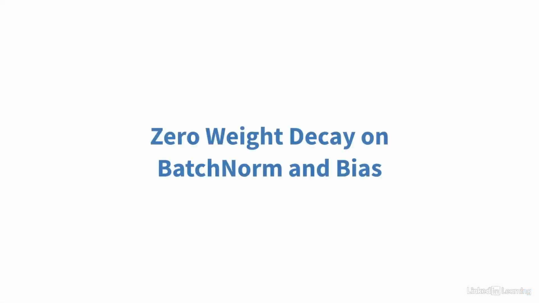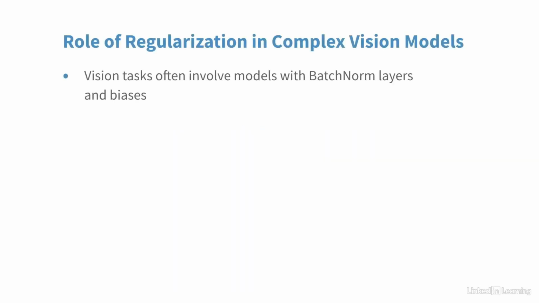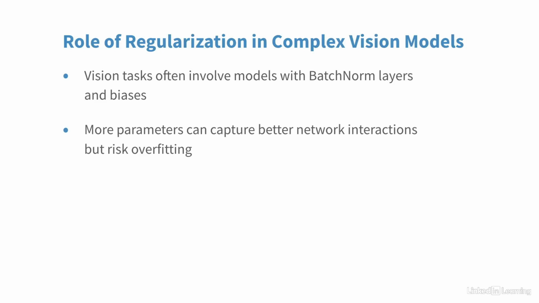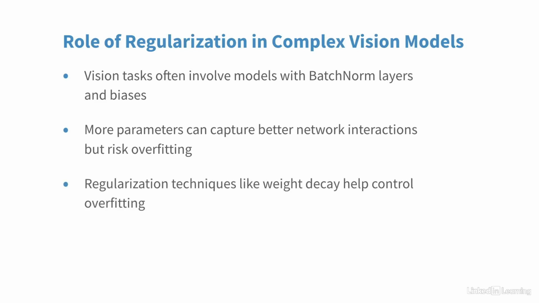Weight decay is a regularization technique commonly used in training neural networks, where a penalty on the weights is added to the loss function to prevent them from growing too large. Most computer vision tasks involve models with batch norm layers and biases added to linear or convolutional layers. More parameters in the model can help capture interactions between different parts of the network, but they also increase the risk of overfitting. That is where regularization techniques like weight decay come into play.